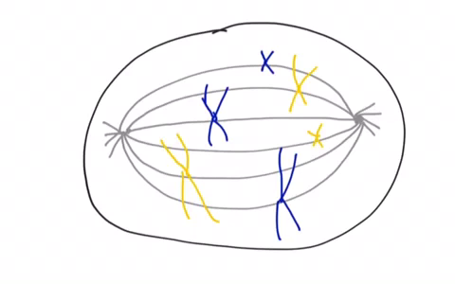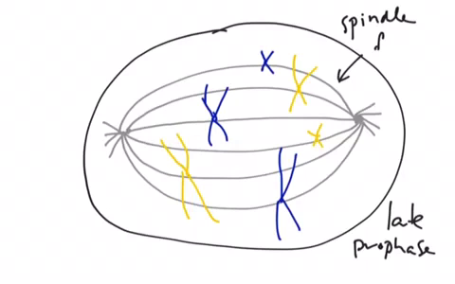So during late prophase, the nuclear membrane breaks down and spindle fibers form. So these are the spindle fibers, which form a structure called the spindle. So the whole thing is the spindle, and here we have our 2 centrioles that the spindle fibers are anchored on each end of the cell.